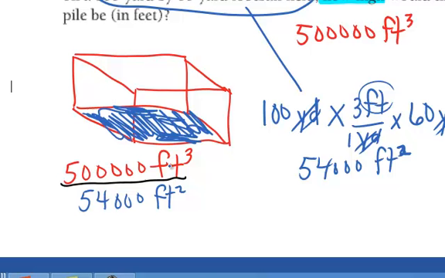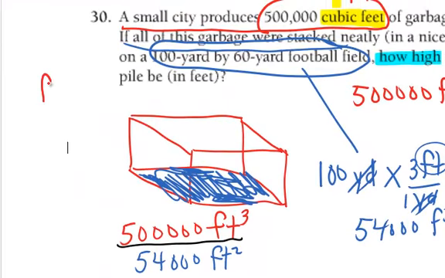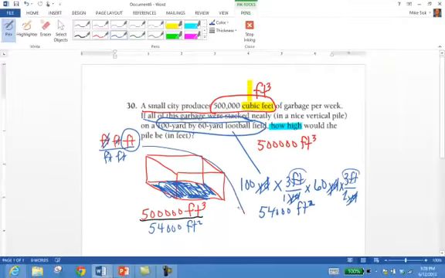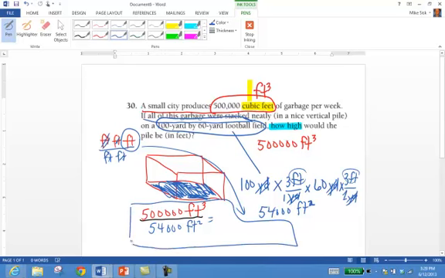So if I divide those out, here's what happens. Think like you did in Math 70 when you think of feet cubed. I've got feet times feet times feet, just like x times x times x. If you think in terms of square feet, that's feet times feet. So 2 sets of those will cancel out, and that leaves you with the word feet right here. So basically, if I divide that 500,000 by 54,000, I'll get the height of how high that pile of garbage is.